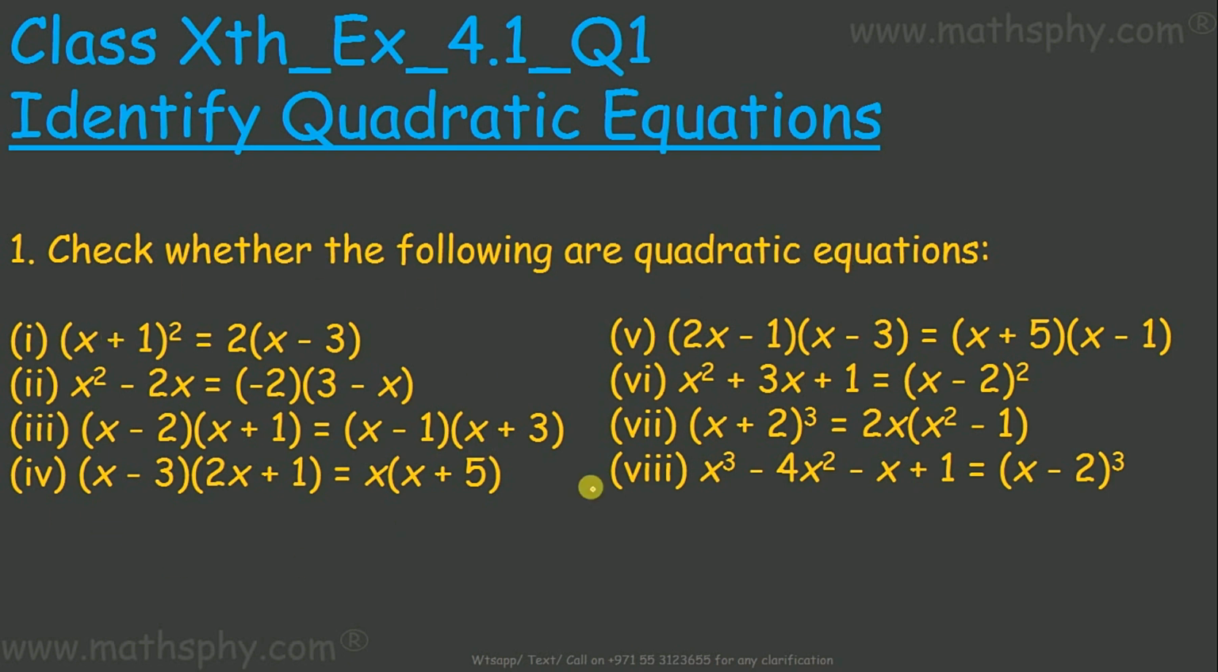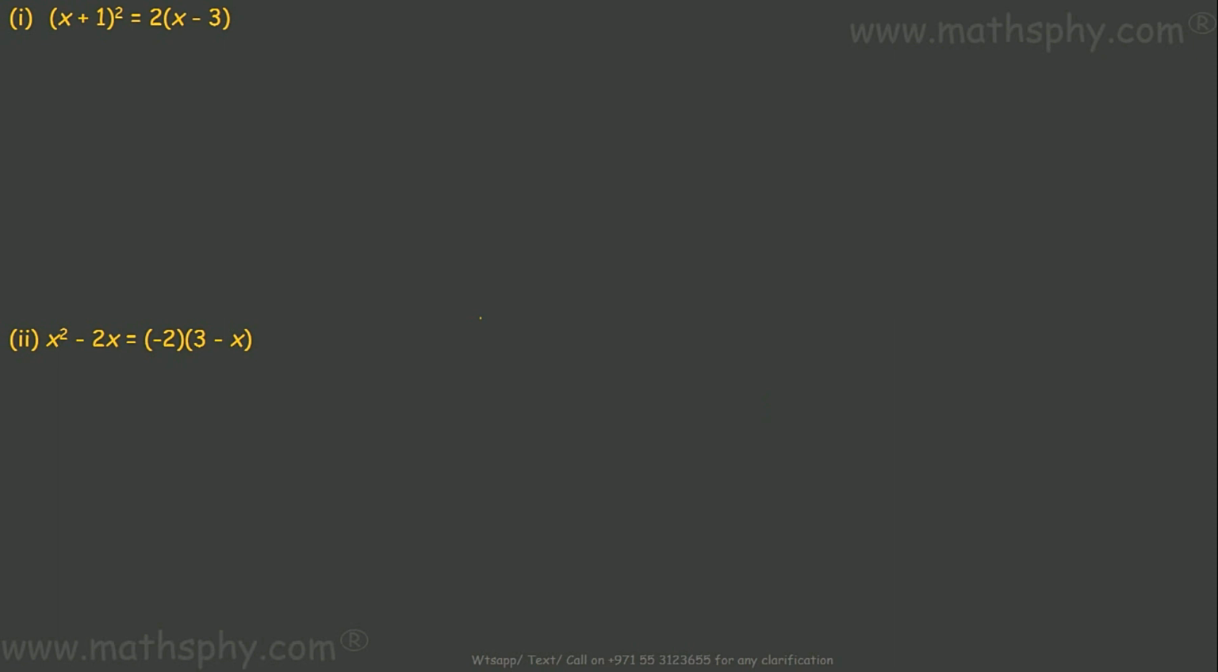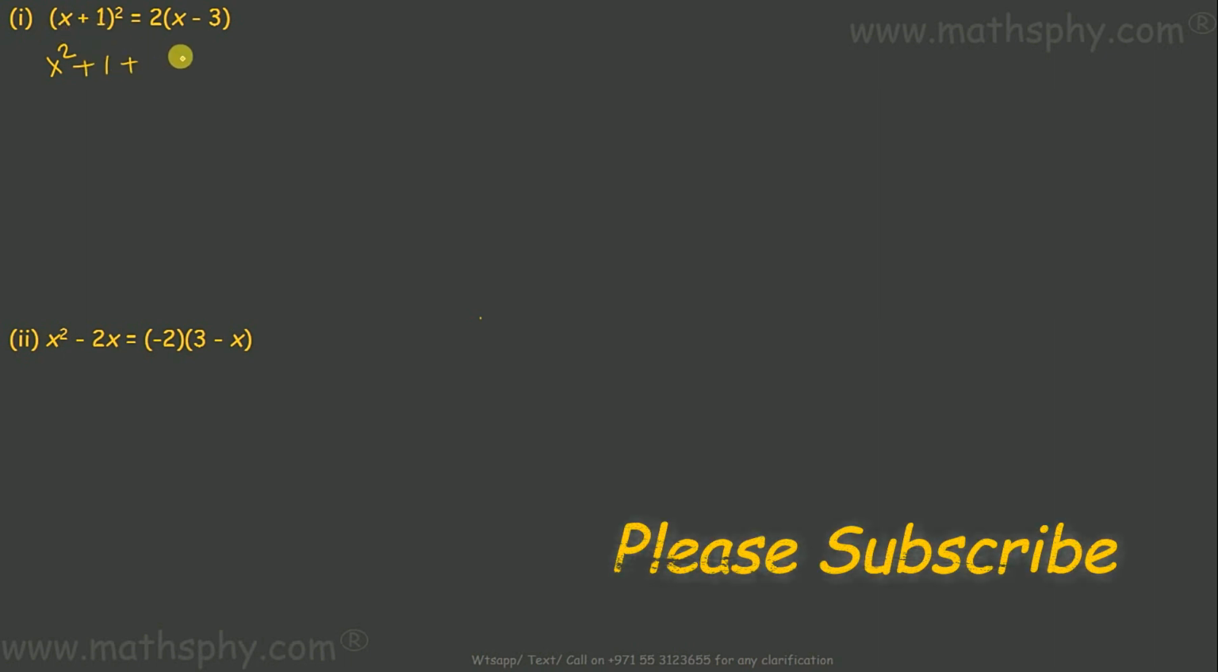Some of the equations here, apparently they look like they are quadratic or they are not quadratic. But once we solve them, they can be quadratic or they cannot be quadratic. First one here, (x + 1)² = 2x − 3. If I solve it, this is (a + b)². So a² means x², plus b² means 1², plus 2ab means 2x, equals 2 into x − 3, means 2 into x is 2x, 2 into negative 3 is negative 6.